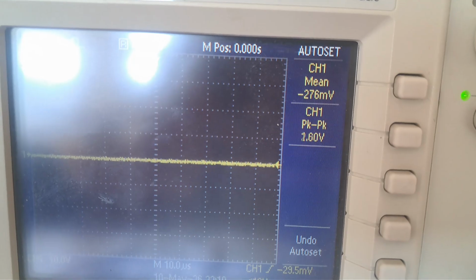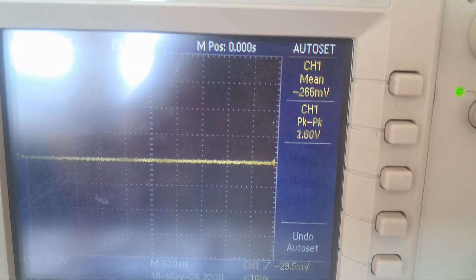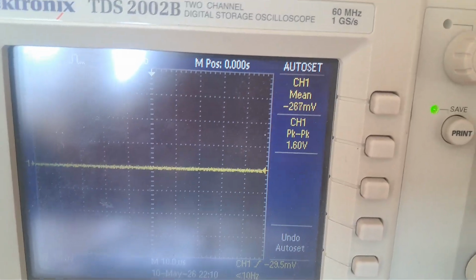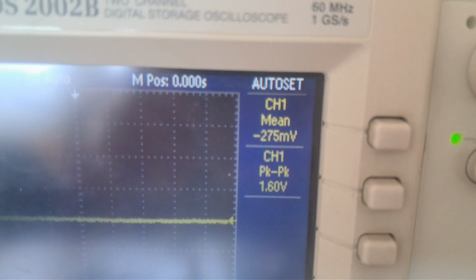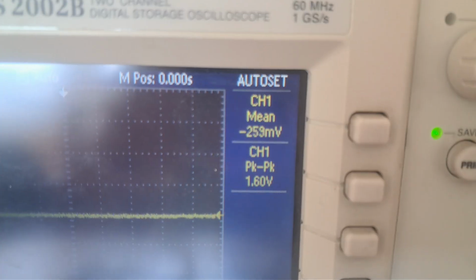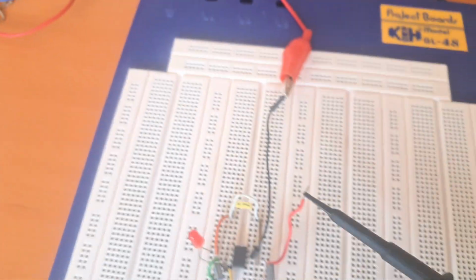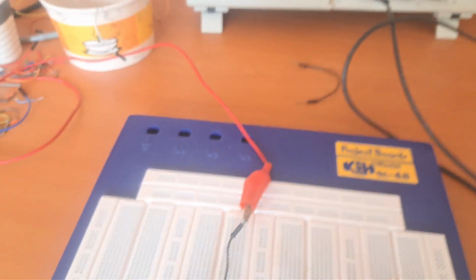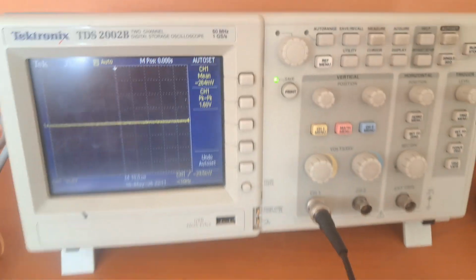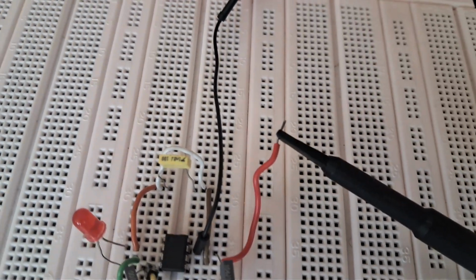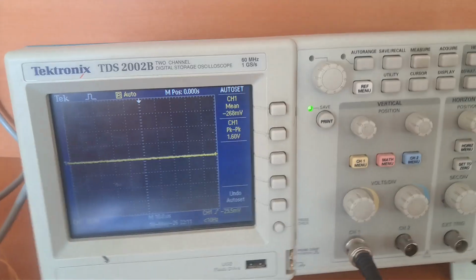Here we see a 10 times multiplied version since I used 10 times attenuation. So it's around 2.7, minus 2.7 millivolts, which is almost 0 voltage. So our circuit behaves well. And now I will trigger the circuit by removing the shorting wire, and then we'll see a ramp.